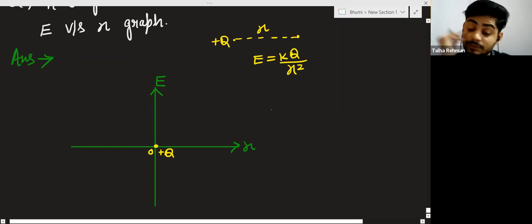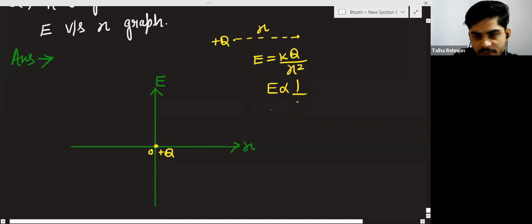Okay, so from here you can see that K is constant and charge Q will remain constant, but as we are moving in this direction, the distance will increase, meaning the distance is variable. So this can be written as: electric field is proportional to 1 by X square. And if you are increasing this X, the electric field will decrease.